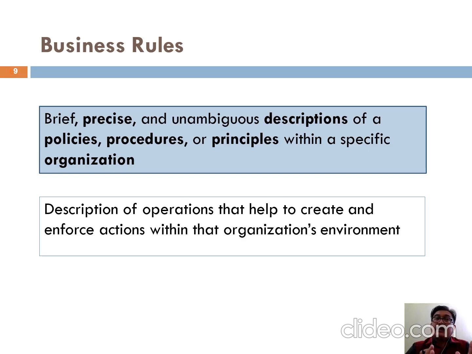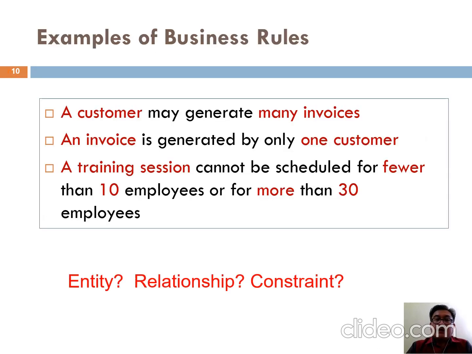After we have decided on the entities, we decide what the attributes in the entities are, and then we look at the business rules. Or you can also start with the business rules, and by looking at them, you will be able to identify the entities and also the attributes. For example, a customer may generate many invoices. An invoice is generated by only one customer. A training session cannot be scheduled for fewer than 10 employees or for more than 30 employees.